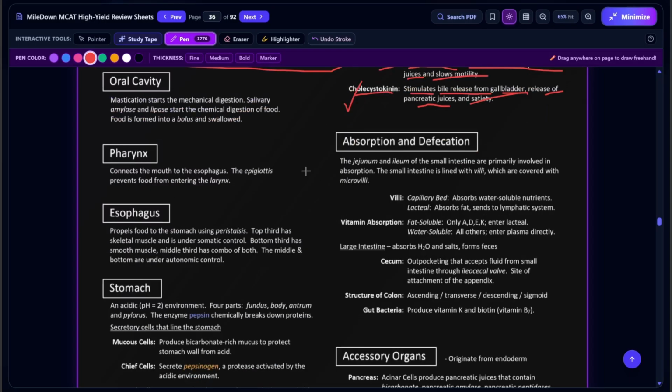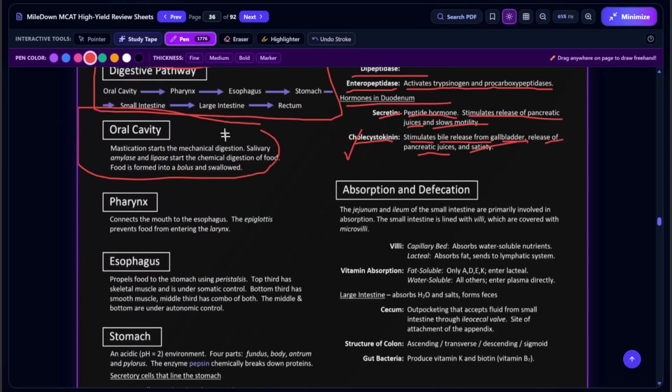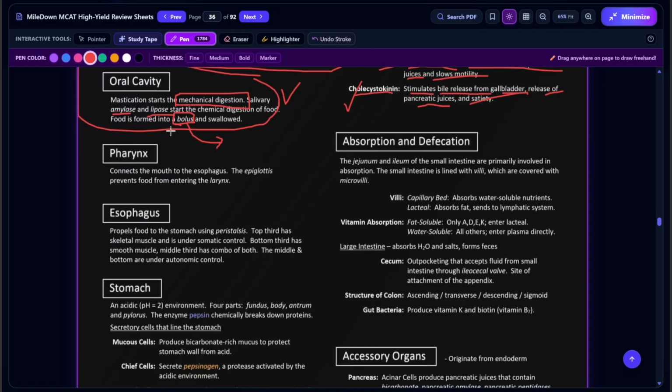So this is a lot of memory-based stuff. Your oral cavity, you should already know what that is. That's where your mechanical digestion is. You're literally just chewing. Salivary amylase and lipase start the chemical digestion of food. Bolus is just another term for food in your mouth that is going to go down and be swallowed. It's basically chewed up food.